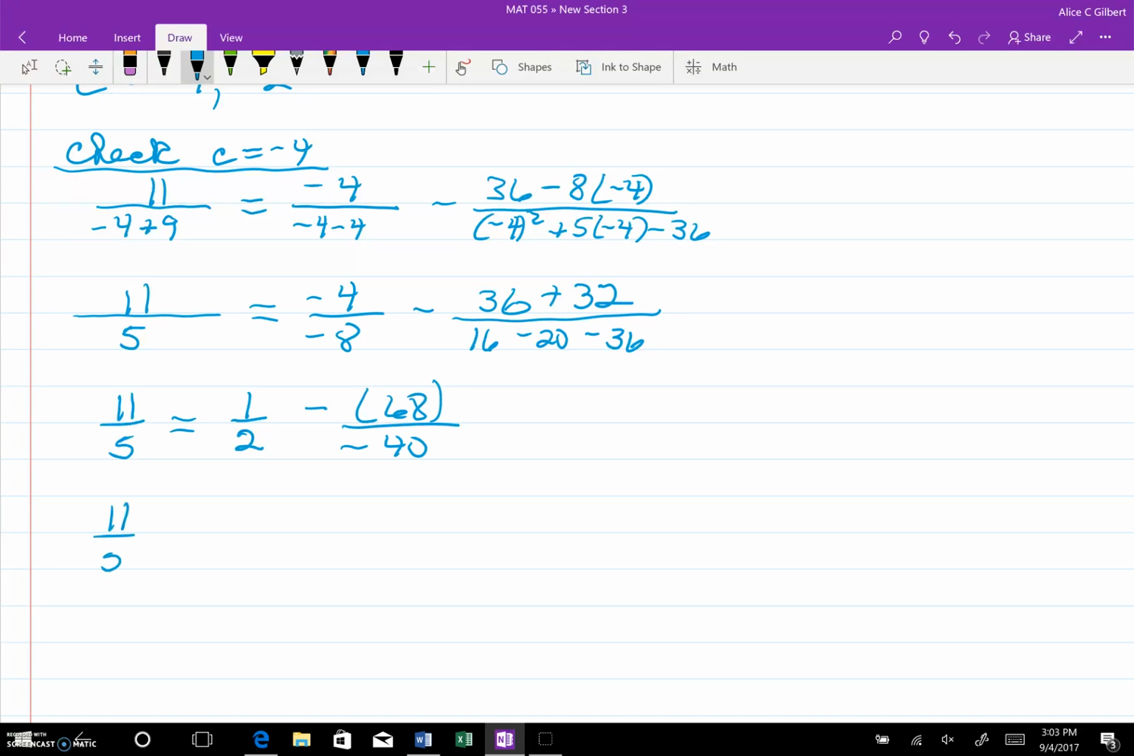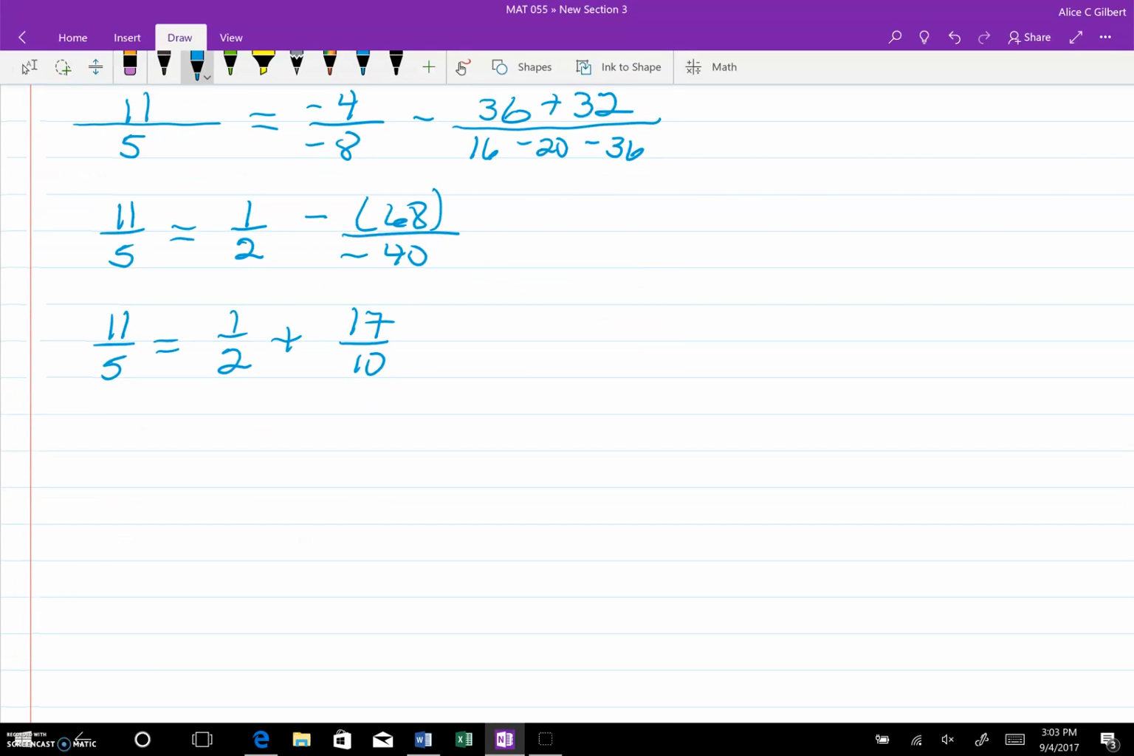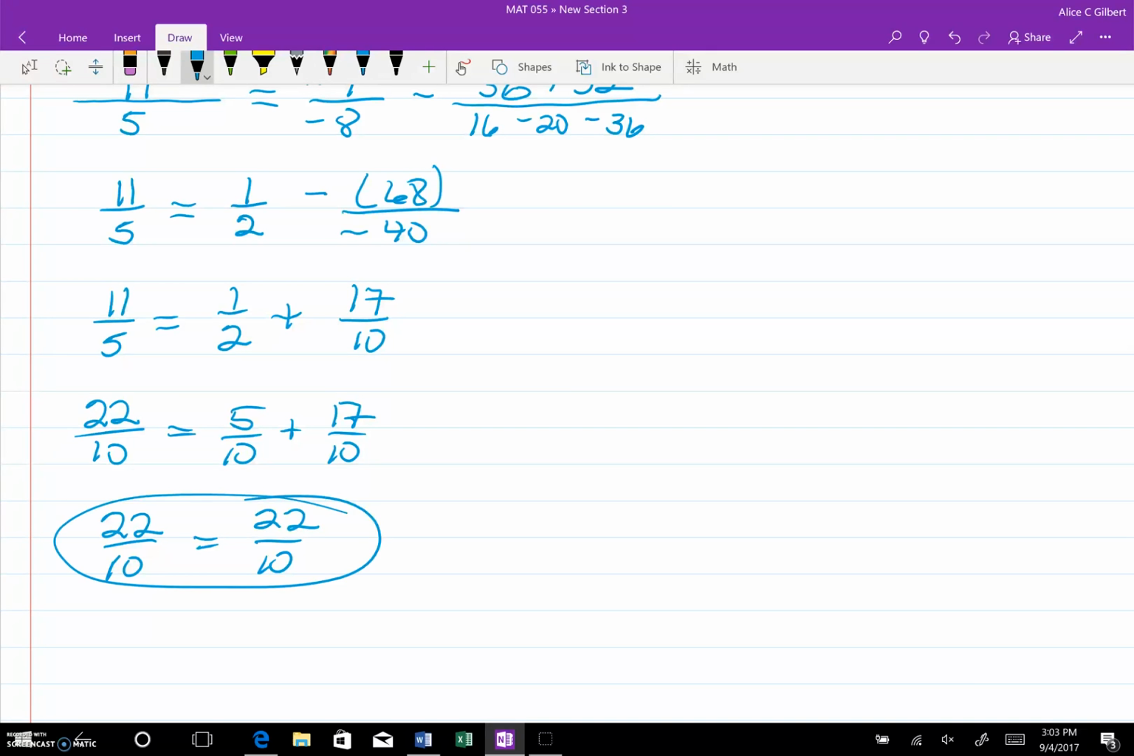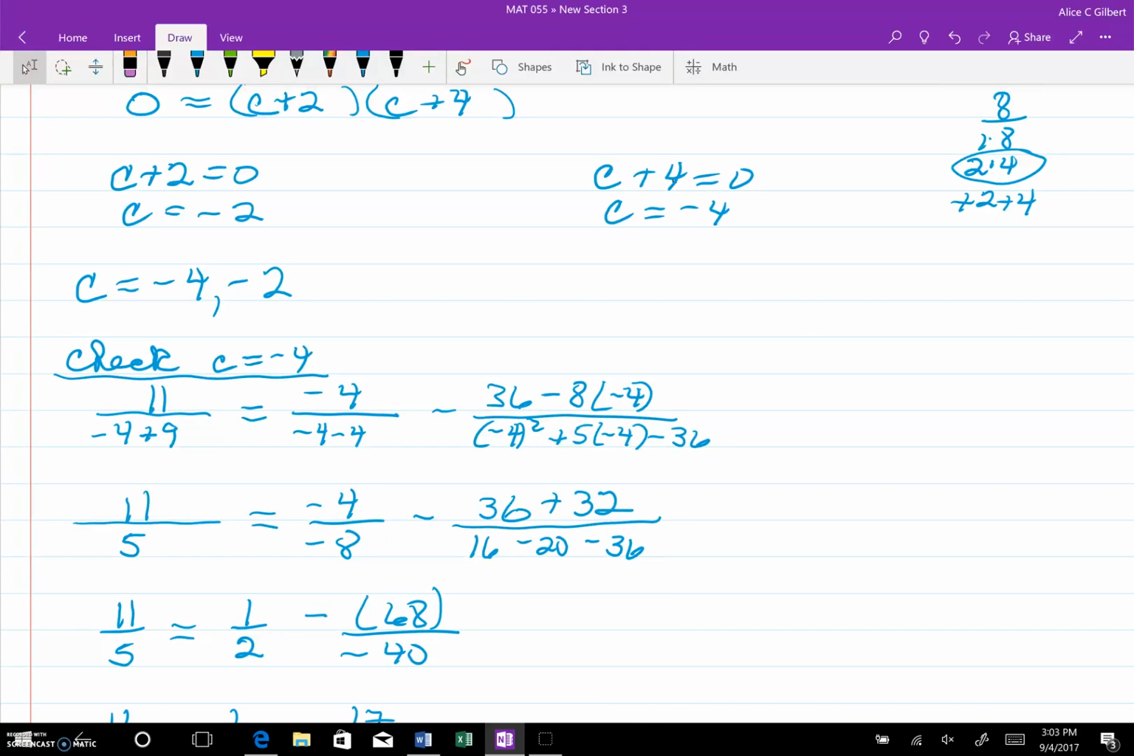So now I have 11 fifths equals 1/2. Negative divided by a negative is a positive. And when I reduce that, I get 7/10. So I'm going to turn all of these into tenths. So that's 22/10 equals 5/10 plus 17/10. 22/10 equals 22/10. And all this tells me, because these numbers are exactly the same, is that my answer's correct. Okay?